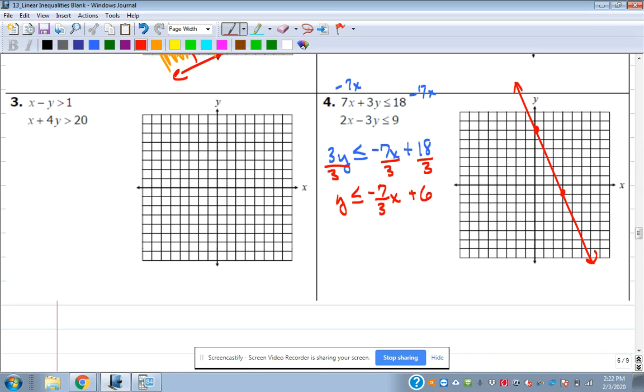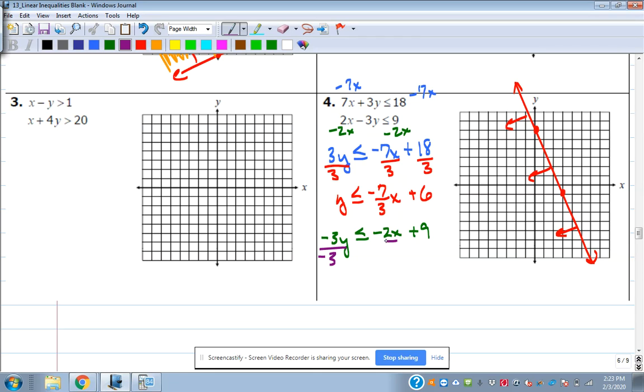And then I've got to shade that, so I'm going to check 0, 0. Is 0 less than 6? Yes. So that means I would shade this one in this direction. Just drawing arrows to say I'm going to shade that one that way when time comes. I'm going to work on the second equation. I would subtract 2x. That'd give me negative 3y is less than or equal to negative 2x plus 9.